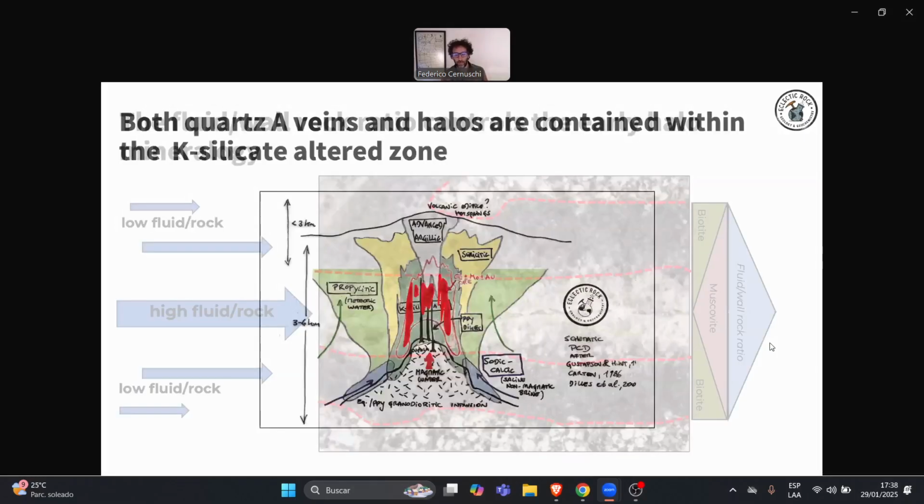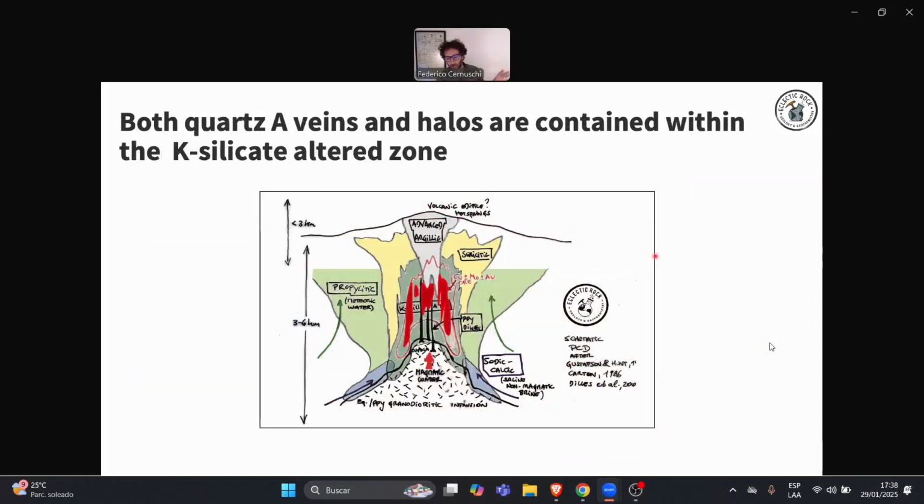Bringing all that together, I talked about differences between the early halo porphyries and the A-vein porphyries, and there are many similarities. One of them is that the ore zone in both types is contained within the K-silicate alteration zone, where there are porphyry dikes. The copper ore zone is related to chutes with a high density of A-veins or early halos, or both, and they're both contained in the potassic zone.